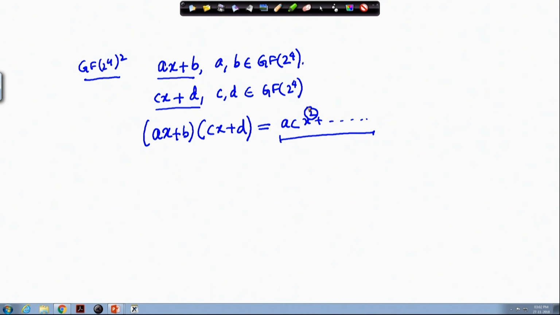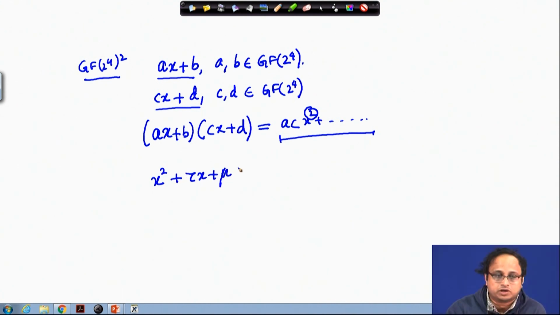So therefore, here comes the purpose of my irreducible polynomial. My irreducible polynomial, as I said, was x square plus tau x plus mu. In order to reduce this, instead of x square, I will substitute tau x plus mu. So you can easily understand now my degree is in x, and therefore this gets back into the composite field.